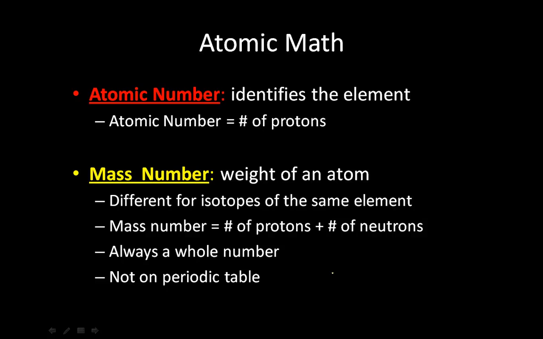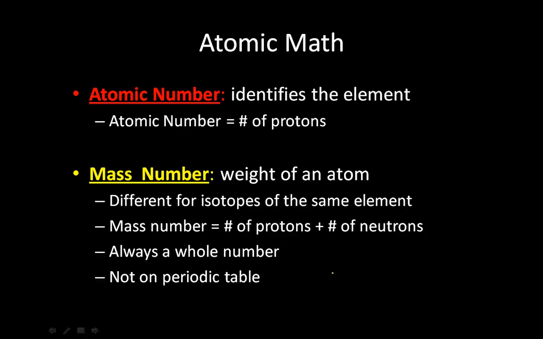There's a couple terms here you need to know, and the first is atomic number. This tells which element you have, which means that it's basically the same thing as the number of protons. And this is at the top of the box on the periodic table. And we've been using this to do our electron configurations because it also tells us the number of electrons, as long as you have a neutral atom, which is what we're going to work with primarily in this unit.